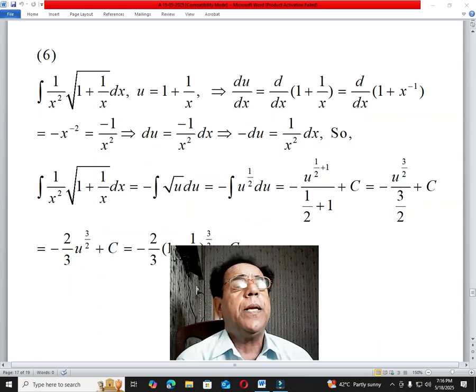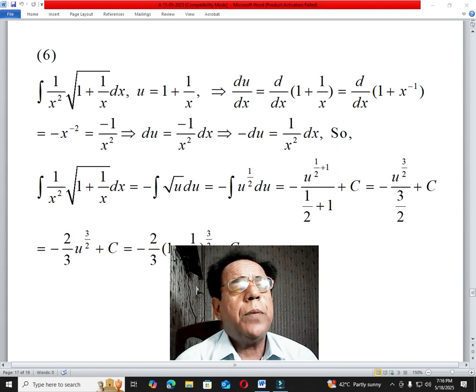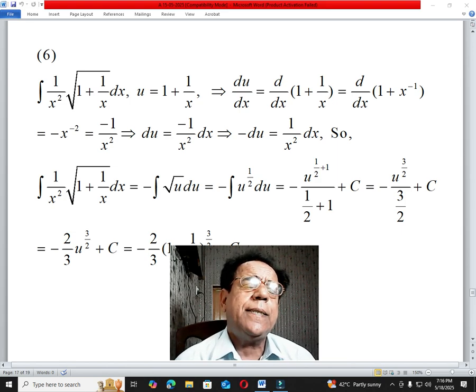Problem number 6. Integration of 1 over x square into square root of 1 plus 1 over x dx. Here the proposed substitution is u equal to 1 plus 1 over x. Okay, that is to say, the quantity given inside the square root has been substituted to be taken equal to u.